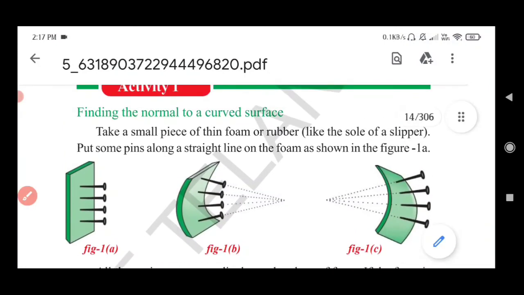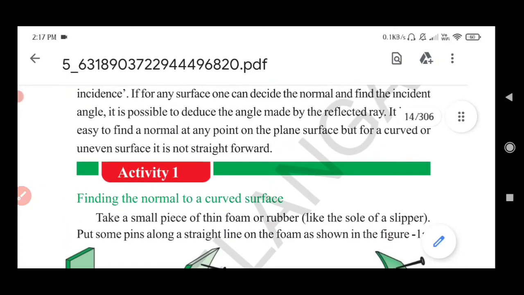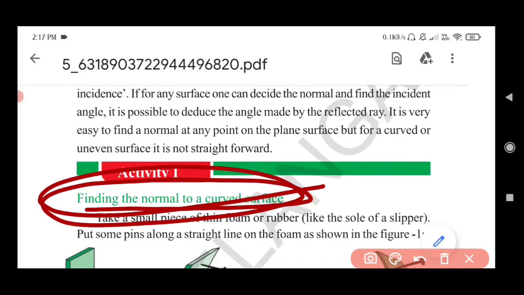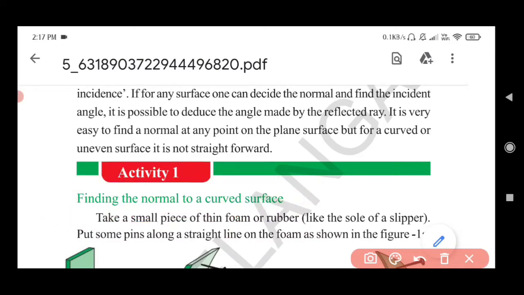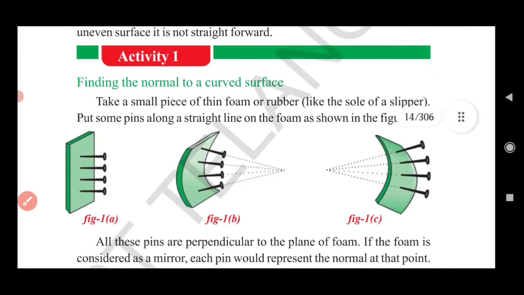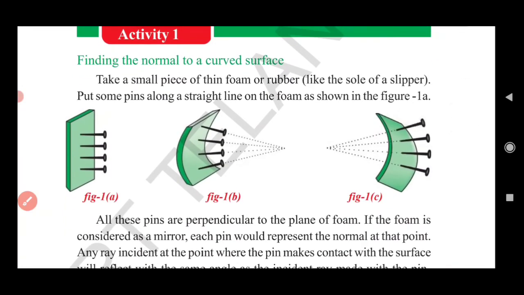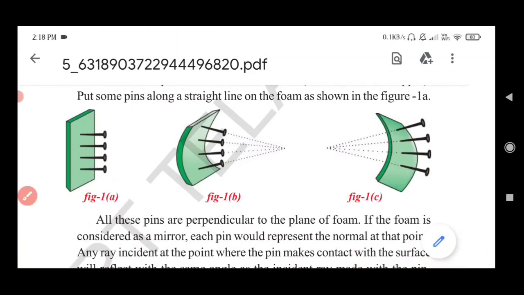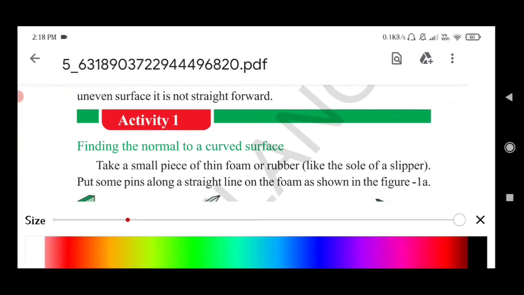So see, activity 1. In this activity 1, finding the normal to a curved surface. Finding out the normal for a curved surface is quite difficult, because see, this is a curved surface and I don't know where the normal is. So we basically first learn how to find the normal for a curved surface. Okay, so there is a very beautiful experiment given here, and let's look at it carefully.